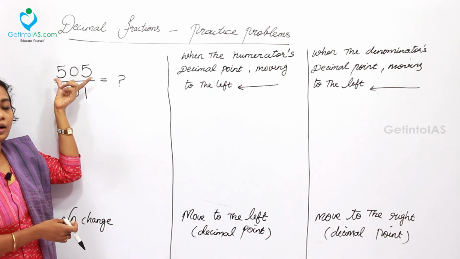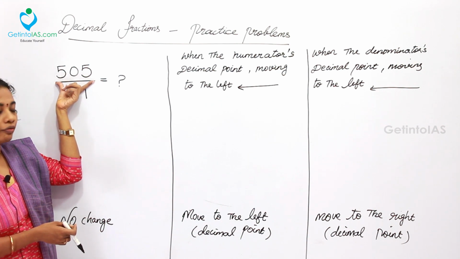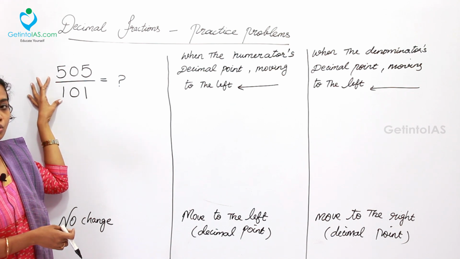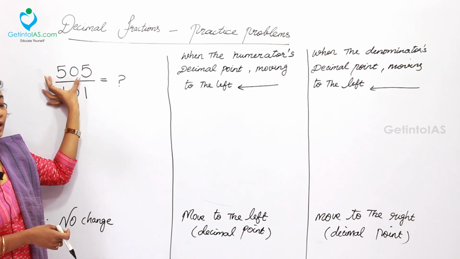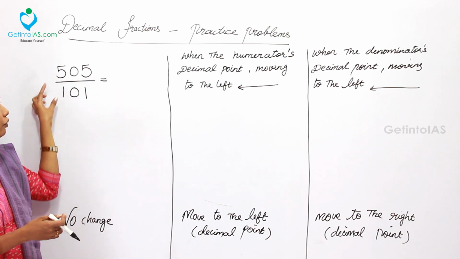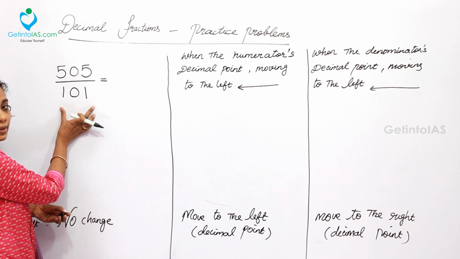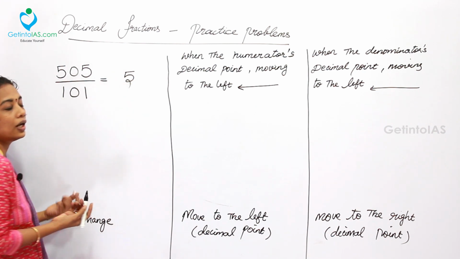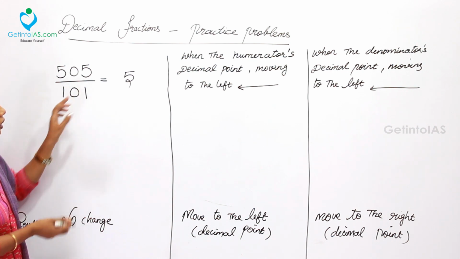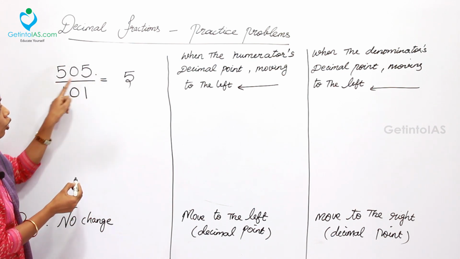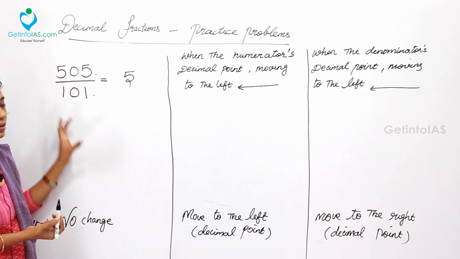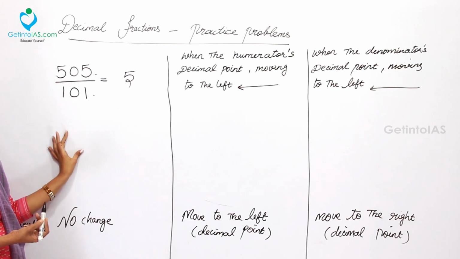Here I have taken one number for the numerator, that is 505, and 101 as the denominator. I chose these two numbers because 505 is easily divided by 101. You can also take any other numbers for the numerator and denominator. What is the result? Everyone can say it is 5. So here the result has no change. Any whole number possesses a decimal point at the last. Here also it is at the last. If you are very clear on this concept, you can move further.